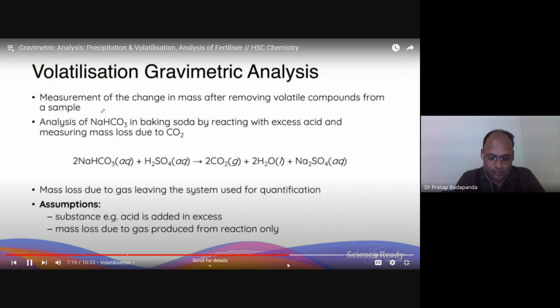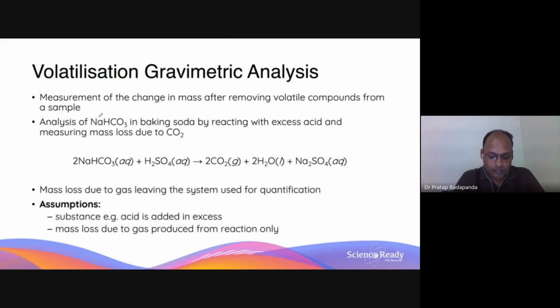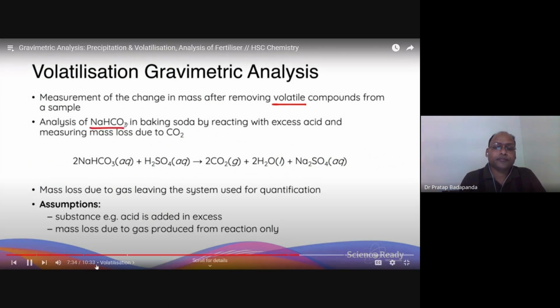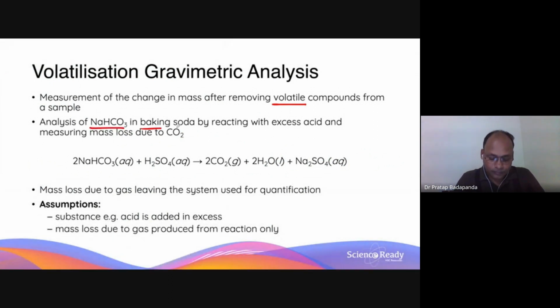The second method of performing gravimetric analysis is volatilization. This is when we measure the change in mass of a substance when we remove volatile substances from heating. A good example of this is the analysis of sodium hydrogen carbonate, which is a common ingredient of baking soda. This is done by reacting the sodium hydrogen carbonate with an acid in excess. The reaction between a metal carbonate and acid produces salt, water, and carbon dioxide.